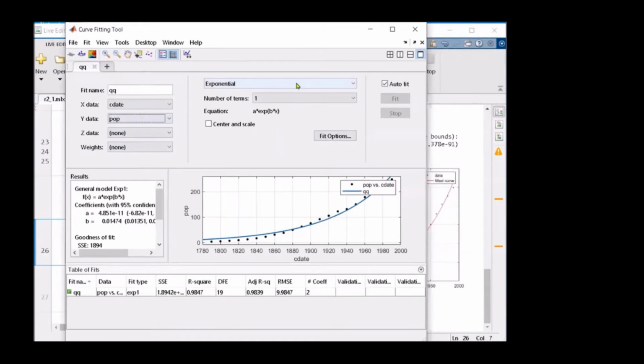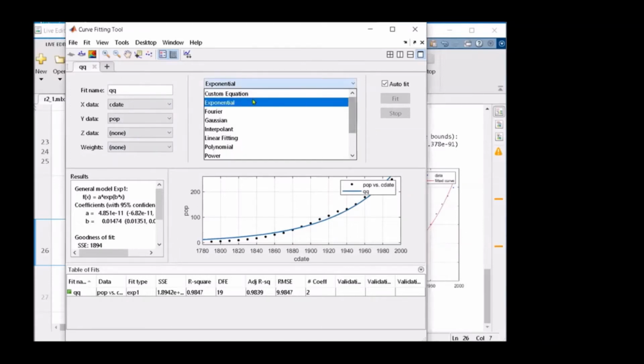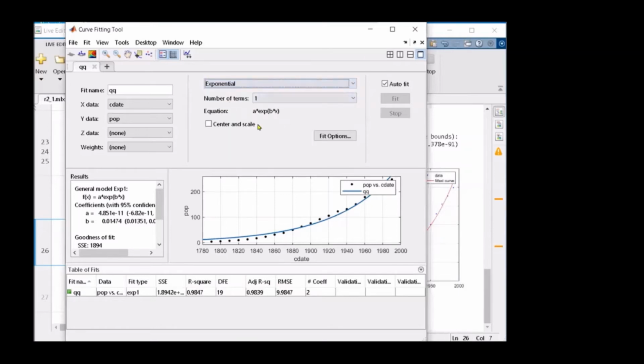We choose it here. In the middle of this graph, we should choose any method that we need for fitting. There are a number of methods. You can see exponential, Fourier, Gaussian. You see a lot of them. We can try any and choose which one is better for estimation. Because we need this exponential, we choose exponential. This is the number of the terms. This is the structure of this equation. And that's all. The result we can see here.